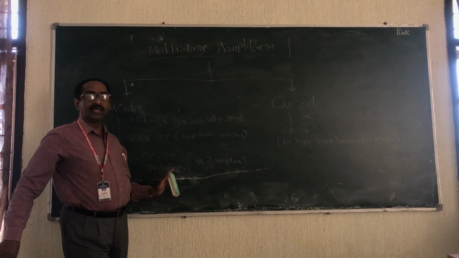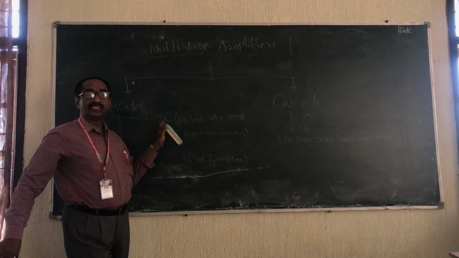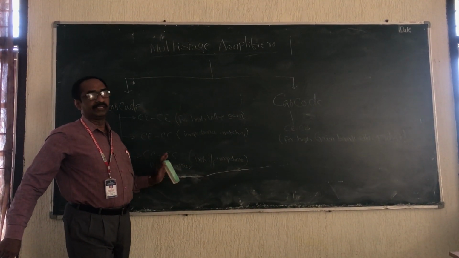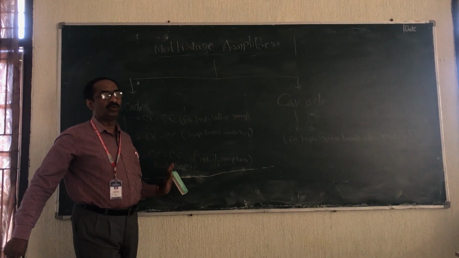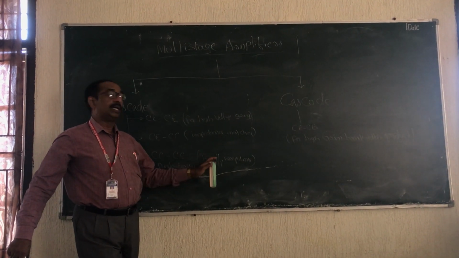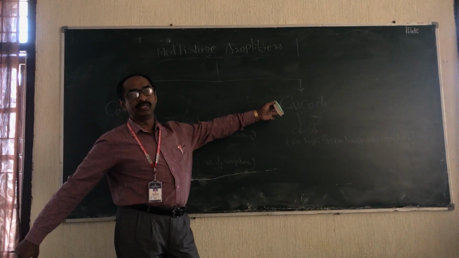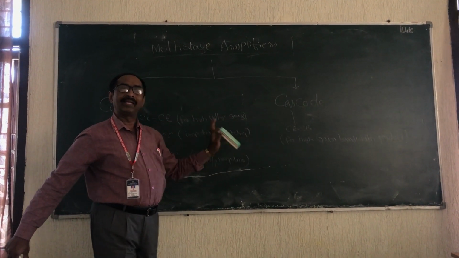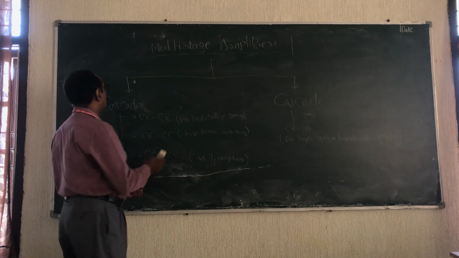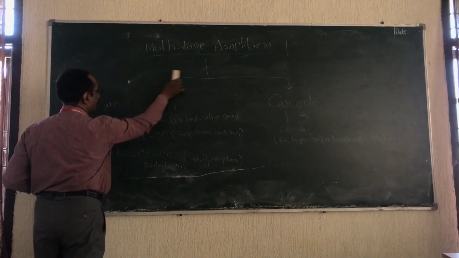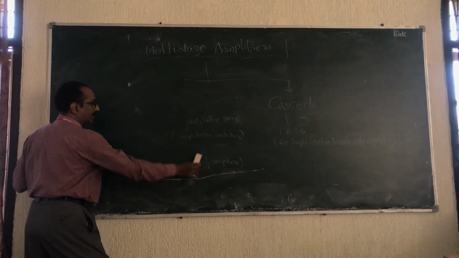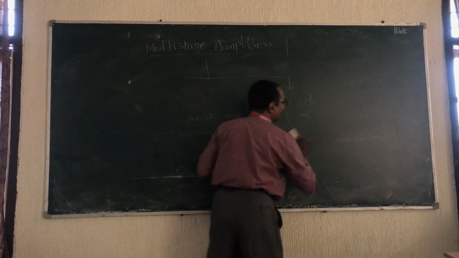Among the cascade, we are having these three types: CEC, CECC, and CCCC. And CCCC is also called Darlington pair, and it is mainly used for impedance matching. And coming to the CECB, it is for high gain bandwidth product. Okay, now coming to the selection, how to select these amplifiers and which stage we are going to be having.